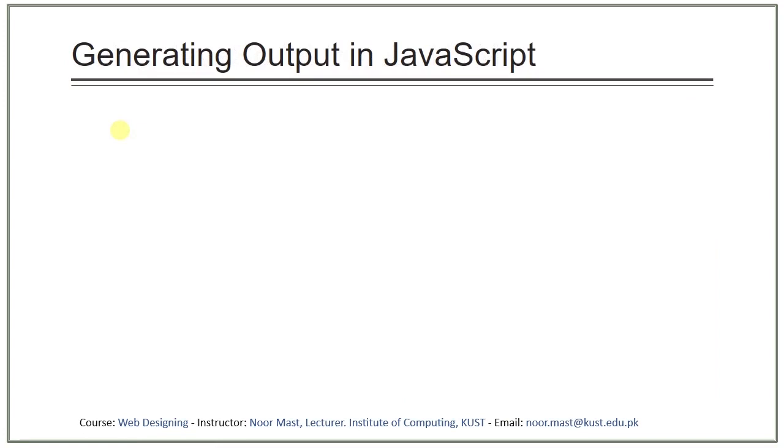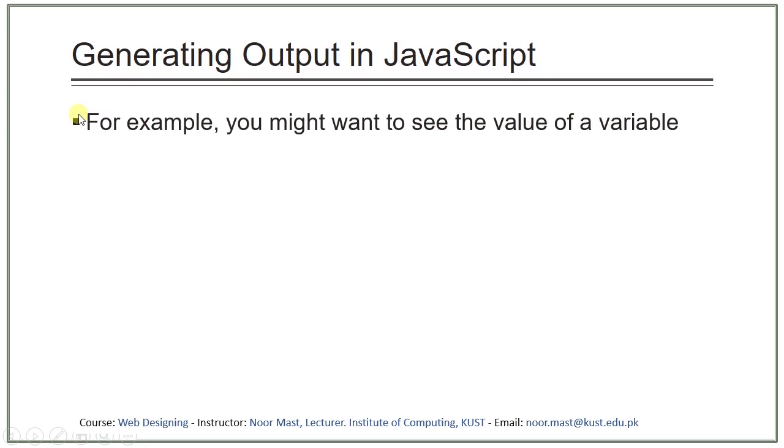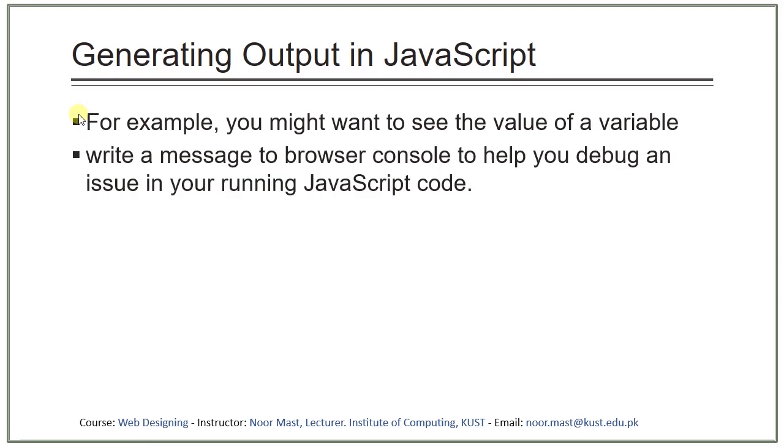Generating output in JavaScript. There are certain situations in which you may need to generate output from your JavaScript code. For example, you might want to see the value of variables or to write a message to the browser console to help you debug an issue in your running JavaScript code, and so on.